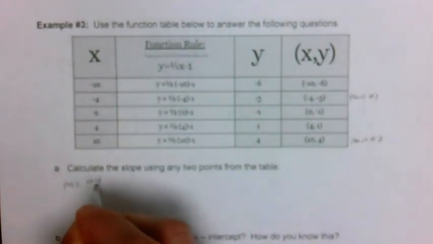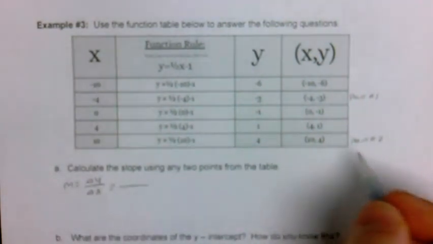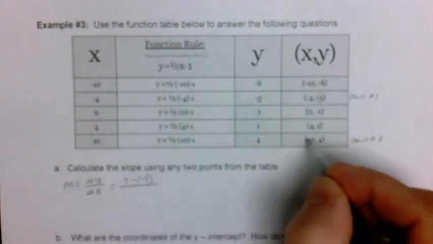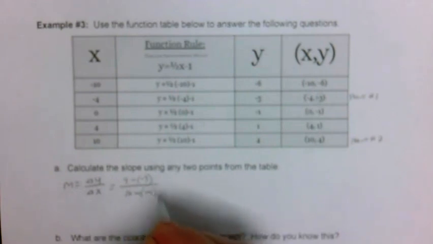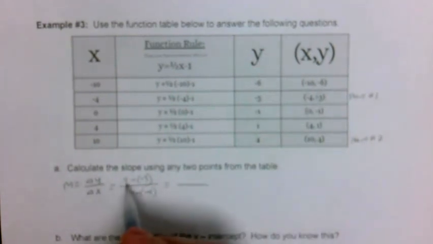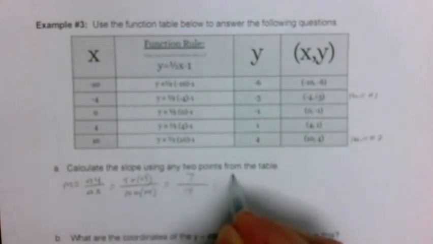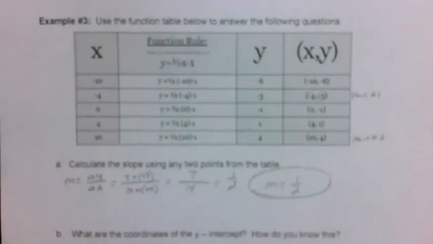M equals delta y over delta x. So to calculate delta y, I've got to do y2 minus y1. y2 is 4 minus y1 is negative 3. And then for delta x, I need x2, which is 10, subtract x1, which is negative 4. And now if we calculate this, 4 minus negative 3 is the same as 4 plus 3, which is 7. 10 minus negative 4 is the same as 10 plus 4, which is 14. And 7/14 simplifies down to a half. So the slope here, m equals 1/2.